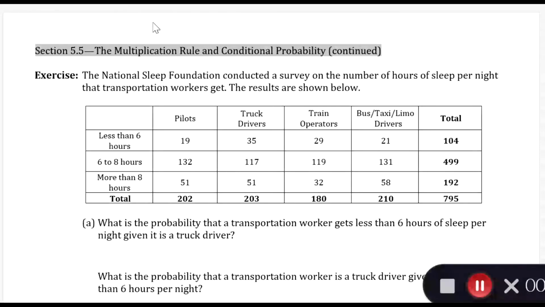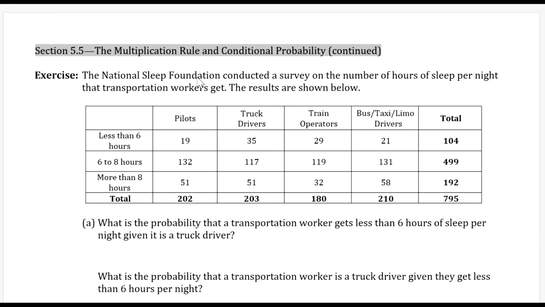So here we have this table that has row variables that are the amount of sleep per night, and we have column variables which are the types of transportation workers that we have. We have the totals for each of the columns down here, and the totals for all the rows down here, and we have a total of 795 individuals that were surveyed.